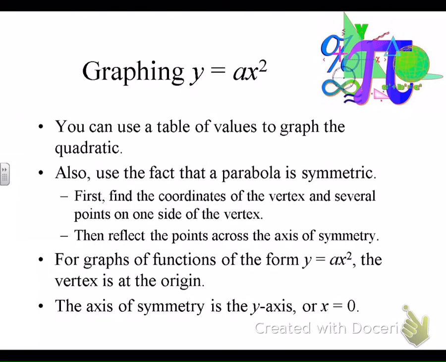And for graphs that are in the form of y equals ax squared, the vertex is at the origin, and so therefore the axis of symmetry would pass through the point (0, 0).